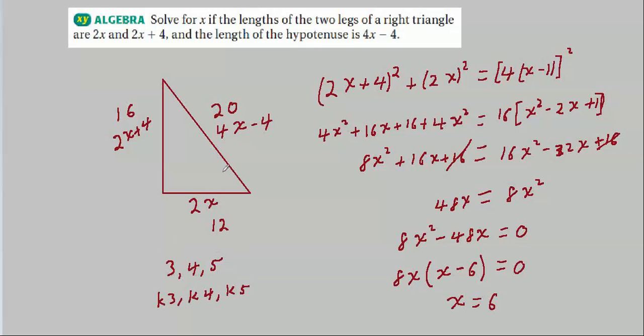They didn't ask us to do that. They just want us to find x, and the answer is actually 6. But all this stuff is just to check and see if our answer actually makes sense. And it does. This is a Pythagorean triple. Therefore, it's a right triangle. There's nothing contradicting anything in this.